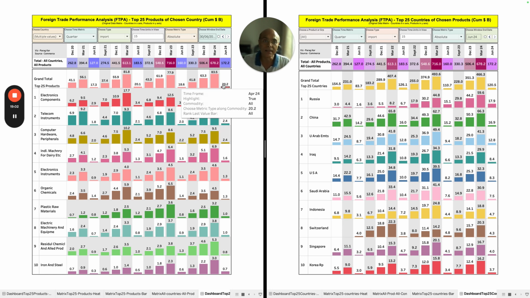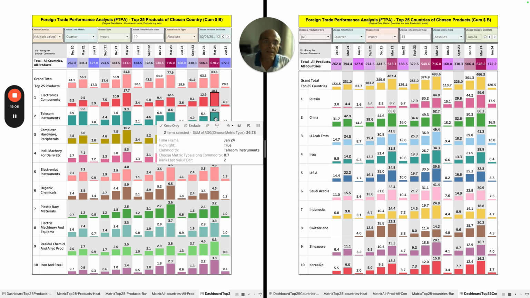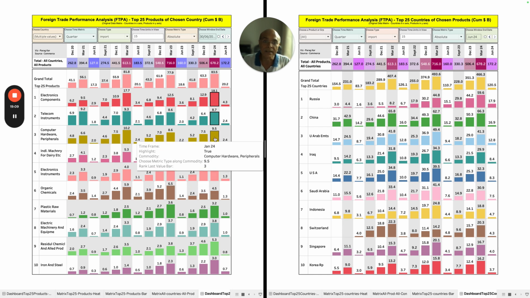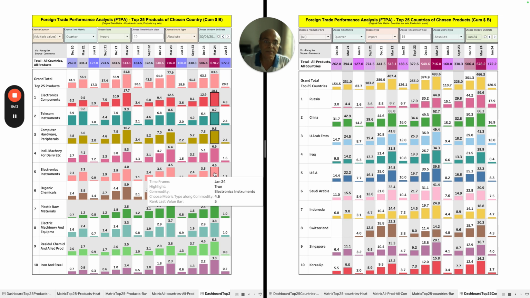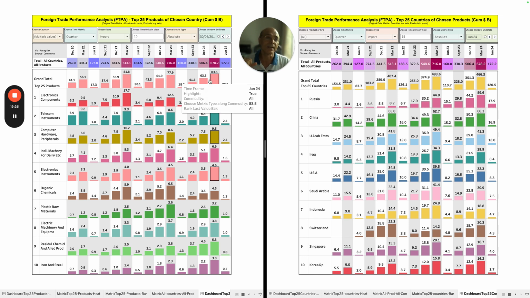So let me add, so 18.1, then I'm going to do telecom instrument, which is around 20, now it is 26. Then computer hardware, if you add it, it becomes 36 point something. And now if you add electronic instrument, it becomes $41 billion. So out of $83.5 billion, $41 billion of electronics which we are importing from China and Hong Kong together.